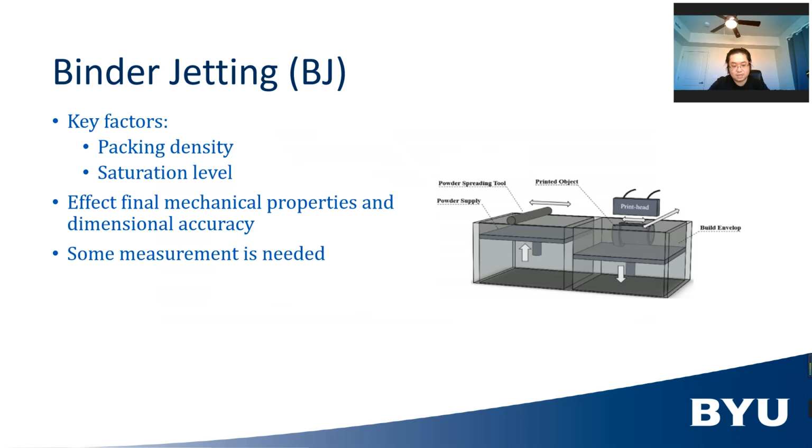There are two factors that affect the final mechanical property and dimensional accuracy of the final part. They are packing density, the density of the powder, and saturation level, the amount of binder that is deposited into the powder. They both have to be kept in a reasonable domain to guarantee the best performance of the printed parts. But in order to control them, some measurement is needed to monitor these key factors. And these two key factors are known to be correlated with the thermal property of the powder.